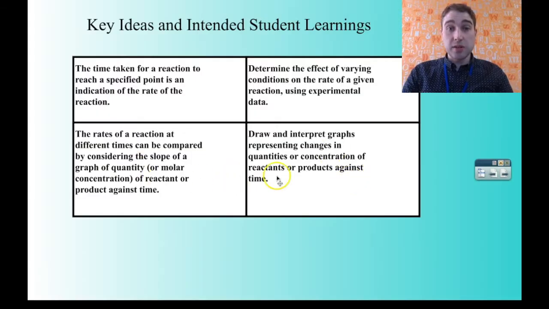So today we're going to focus on this one down here. You need to be able to draw and interpret graphs representing changes in quantities or concentration of reactants or products against time. So we've got to be looking at how rate changes over time in a chemical reaction.